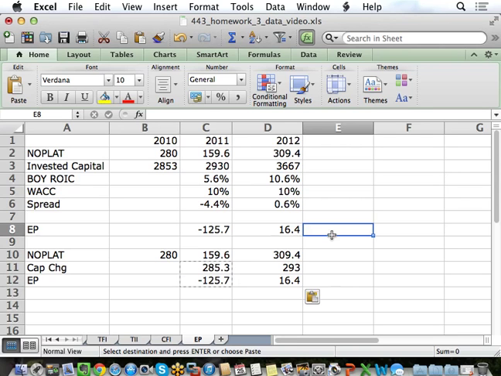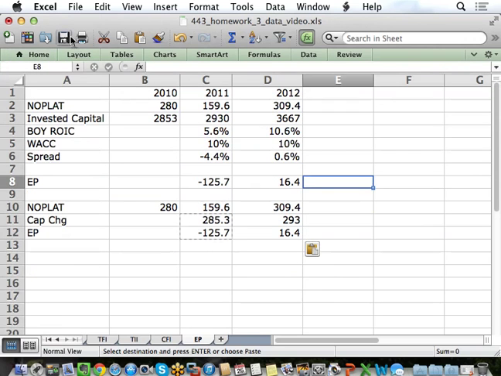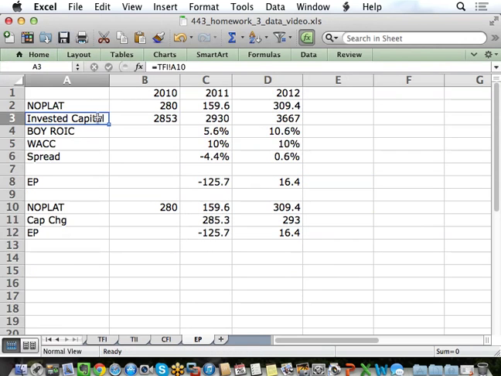Okay. So basically, that's the solution that's posted. The only difference is the solution online does not include any of the formulas. You have to create your own formulas. I gave you the numbers.